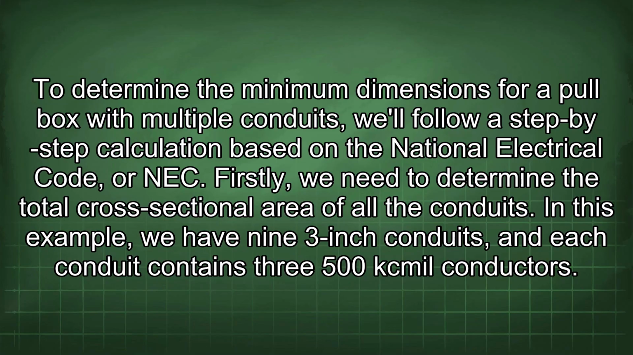To determine the minimum dimensions for a pull box with multiple conduits, we'll follow a step-by-step calculation based on the National Electrical Code, or NEC. Firstly, we need to determine the total cross-sectional area of all the conduits. In this example, we have 9 3-inch conduits, and each conduit contains 3 500 kcmil conductors.